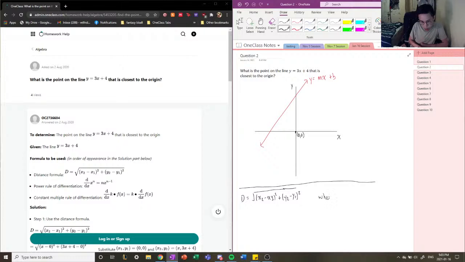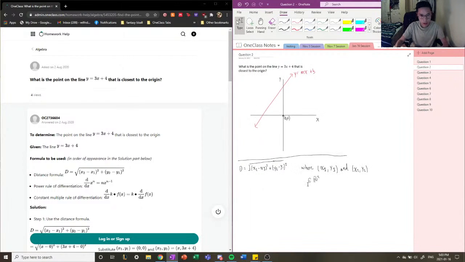Where (x1, y1) is one point, and (x2, y2) belong to R2, okay? So basically the distance formula helps us to calculate the distance in units between two different points, okay? So we're going to use this formula to calculate the closest point on our line to the origin, okay?